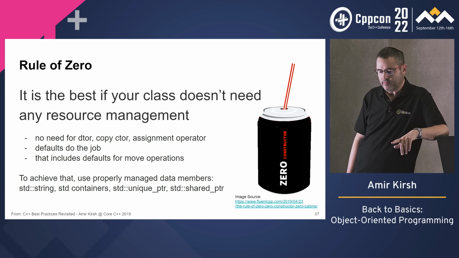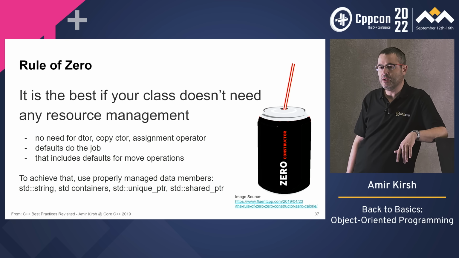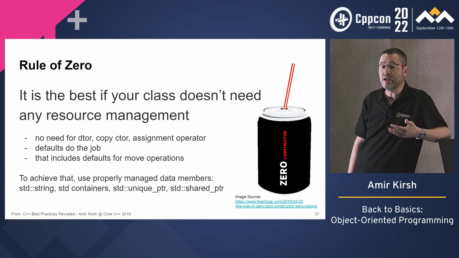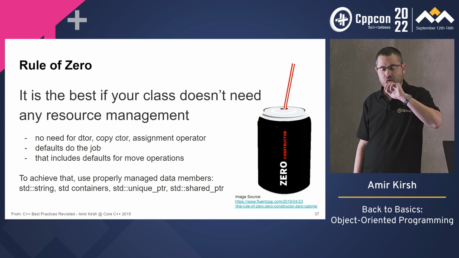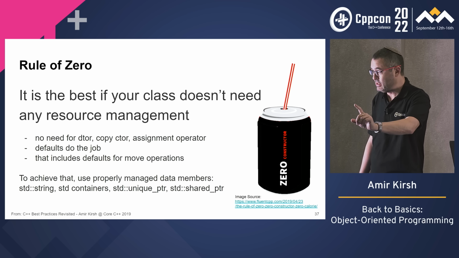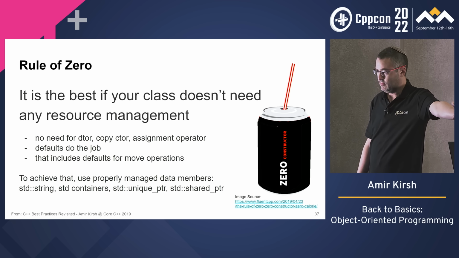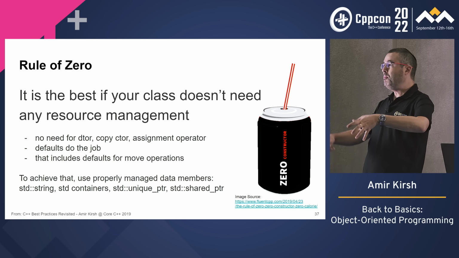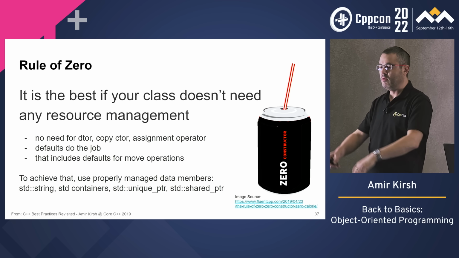Rule of 0. It is best if your class doesn't need any resource management, which means I don't have any destructor, copy constructor, or assignment operator. How can I achieve that? Well, I'm using data which is managed. I'm using string, vector, shared pointer. I'm not using any pointers. I'm not using any resources that I have to manage. Oh, I do have to manage this one. Okay, so please take it out to its own class, create your managed resource, and manage it there. And in your complicated class, keep the rule of 0.